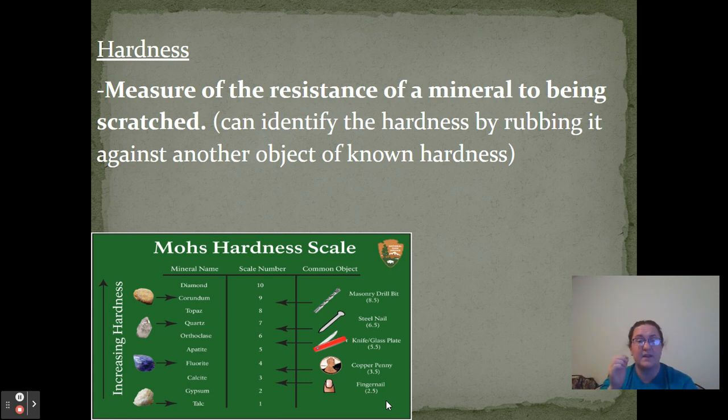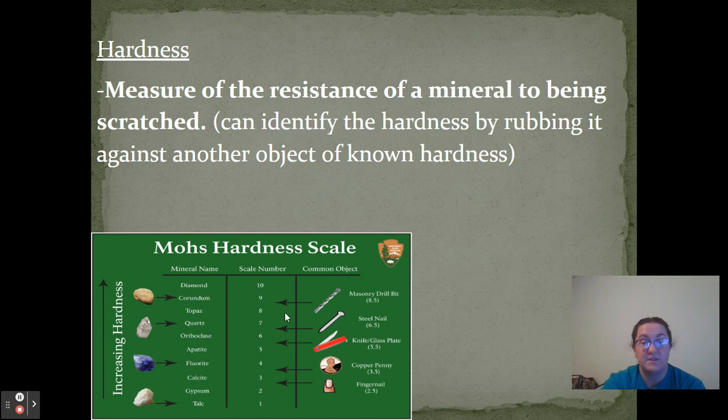But again, this is going to tell how strong the bonds are within the minerals. The weaker the bonds are, the weaker the mineral is going to be. The stronger the bonds are in the minerals, the harder it is going to break. If you take a glass plate or a pocket knife, that's going to have a hardness of 5.5. If you take a steel nail that we use for construction and everything, that's going to have a hardness of 6.5. A masonry drill bit, the higher it goes. The ones that we use to make holes into the wall and such, that's going to be an 8.5.